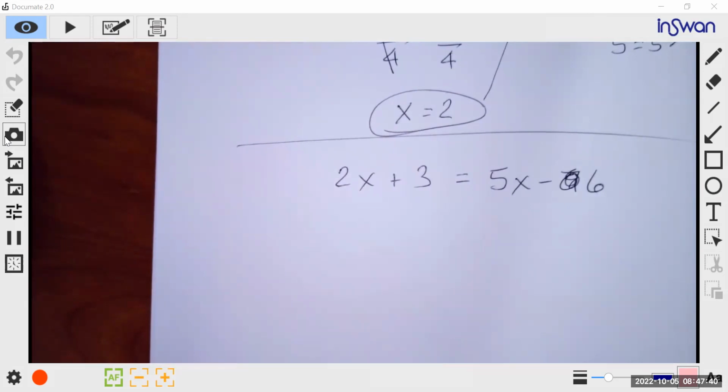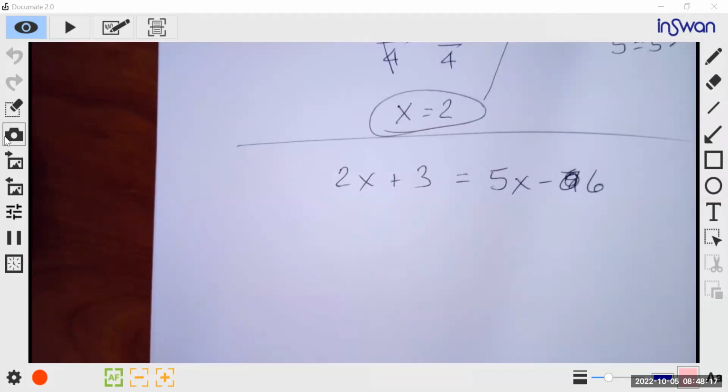2x plus 3 equals 5x minus 6. Now we have x's on both sides. What do you think we do here? You have to put the x's together. Which one do you move where? Good job. Always move the smaller x to the larger x. Why? So you don't get a negative coefficient.